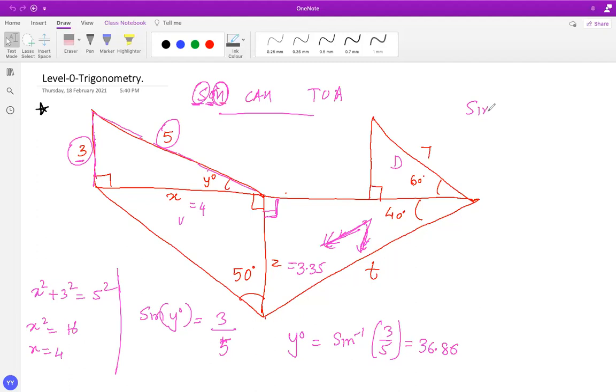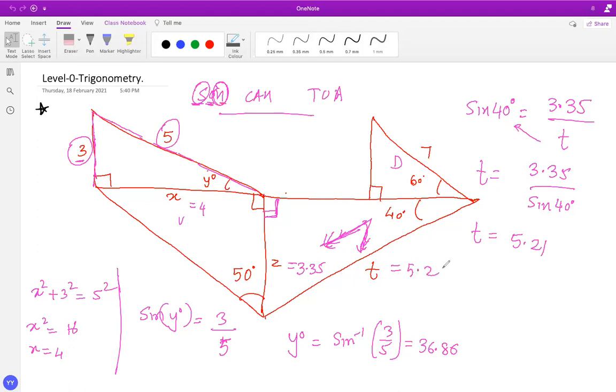So sine of 40 degrees equals the opposite length, 3.35, over the hypotenuse length, which is t. If I make t the subject and cross multiply, t equals 3.35 over sine 40. If you find this on the calculator, t comes to 5.21.